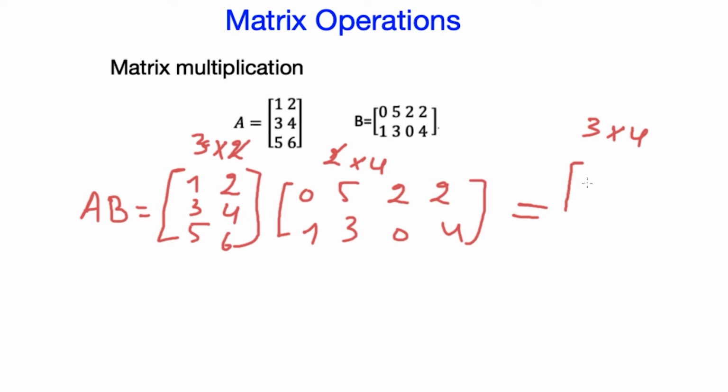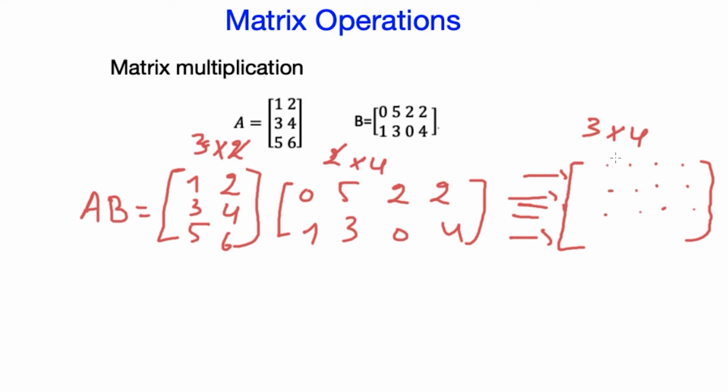So this matrix will have 3 rows and 4 columns, so there is an entry here and here and here and here. So this is the result matrix, which has 3 rows and 4 columns.